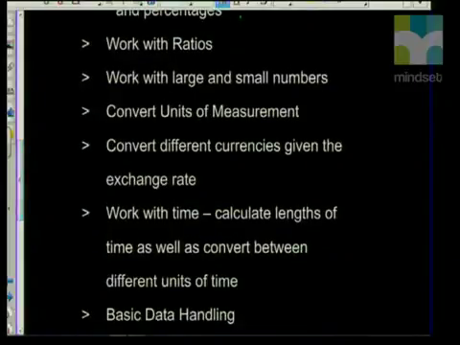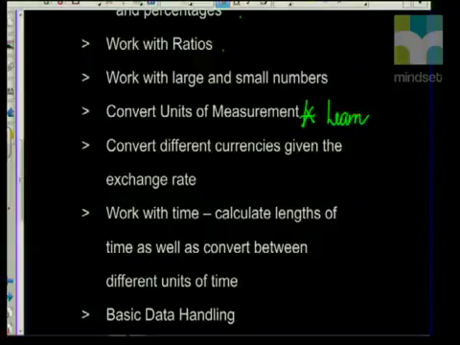You will need to be able to work with ratios and work with large and small numbers. This is a very important one, being able to convert units of measurement. There are some key ones that you need to learn and others that will be given to you, but we'll talk about those in some of the examples. You will need to be able to convert different currencies given the exchange rates, and one that most people find very difficult is being able to work with time and convert between the different parts of time.